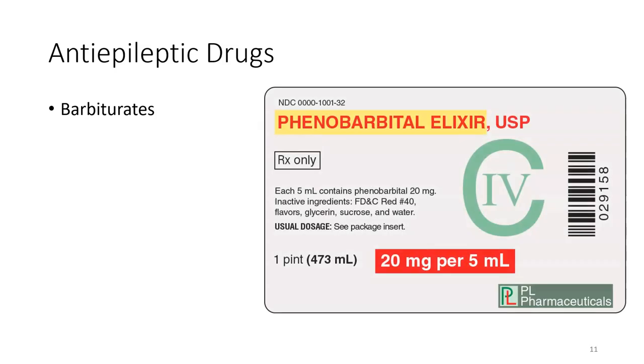The prototype drug on your drug list is phenobarbital. Phenobarbital is a C4 drug. This drug is known by the brand name Luminol.